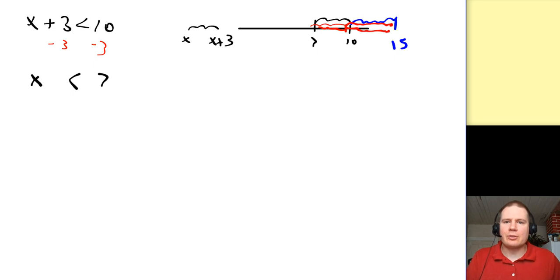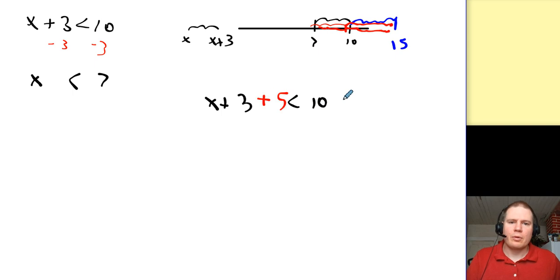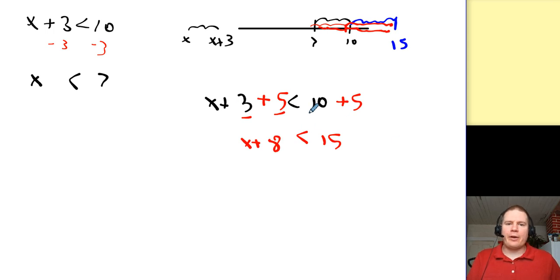Now, adding 5 to this statement doesn't really get me closer to x, right? 10 plus 5 is 15. X plus 3 plus 5. Right? Adding 5 to both sides was not useful, but it's also not technically wrong. This relationship is still going to be true. If 3 more than x is slightly or grossly less than 10, 8 more than x will be less than 15.